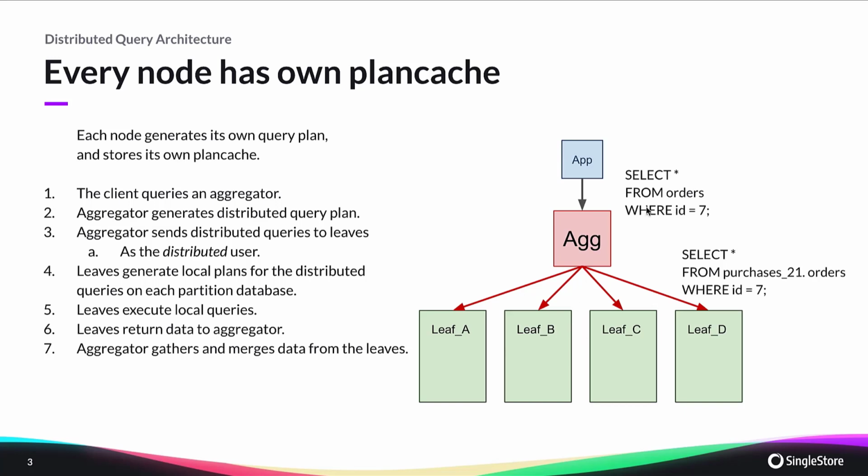Keep in mind that the aggregator has its own query plan, which is going to be a more complex plan, and then it sends out simplified forms to the leaves, to each of the partitions. It can send out several leaf queries for each of its own application queries.